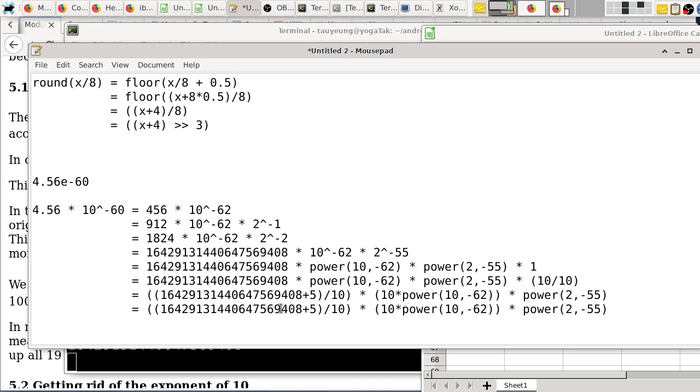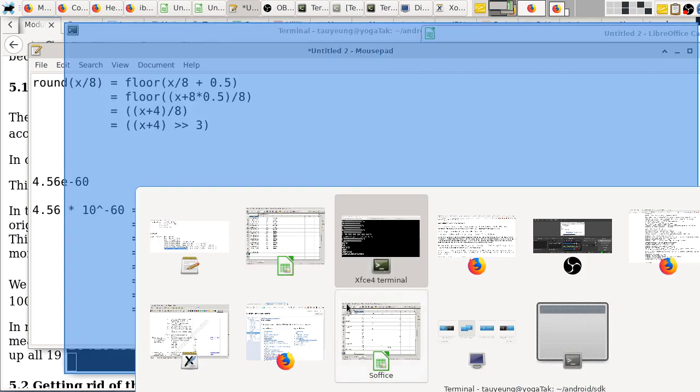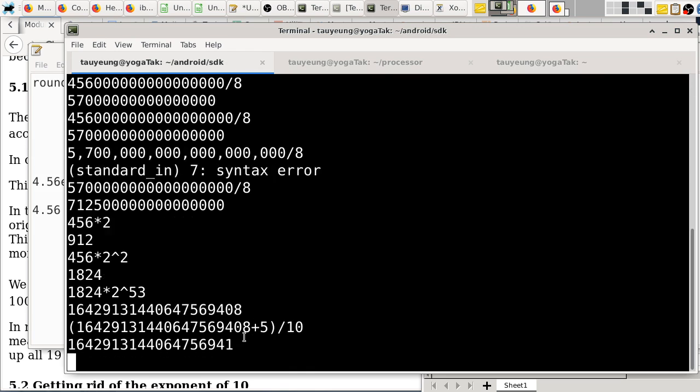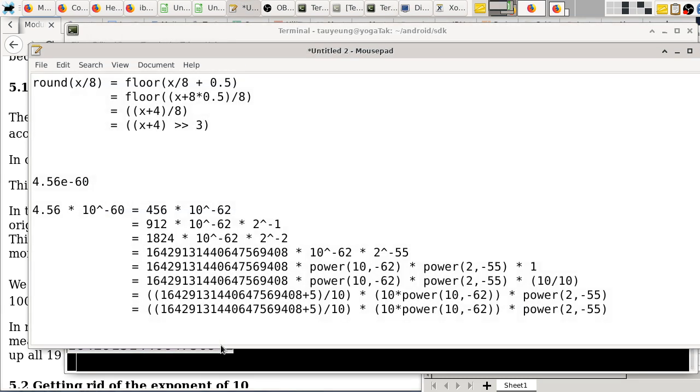So first thing first, we're going to do this division. And we go to the simplistic calculator here. And this is the result. And we go back here. And then we just paste. There we go. What about that power of 10?